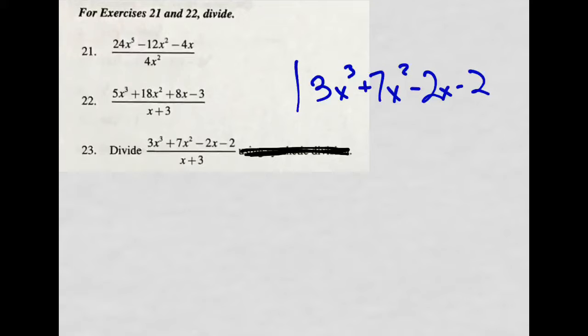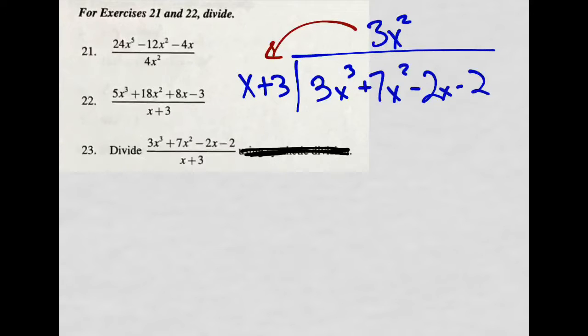Okay, so again, 23 said synthetic division. We're not interested in doing synthetic division right now. So let's take our numerator, 3x cubed plus 7x squared minus 2x minus 2 divided by x plus 3. I'm going to go a little quicker here. So x times what? 3x squared, because then I'm going to multiply here. 3x cubed plus 9x squared.